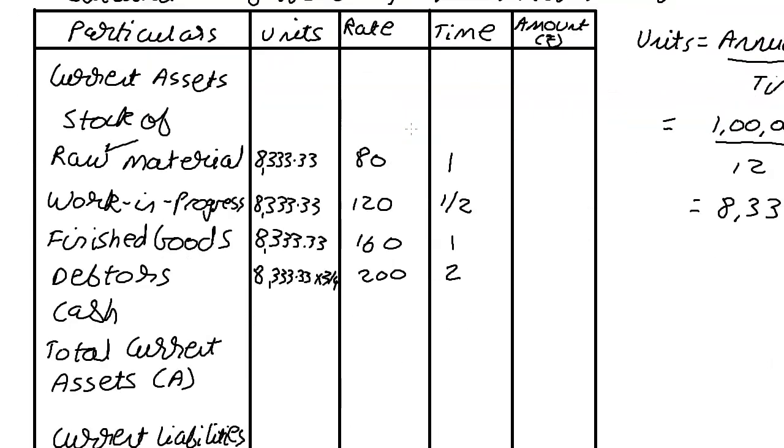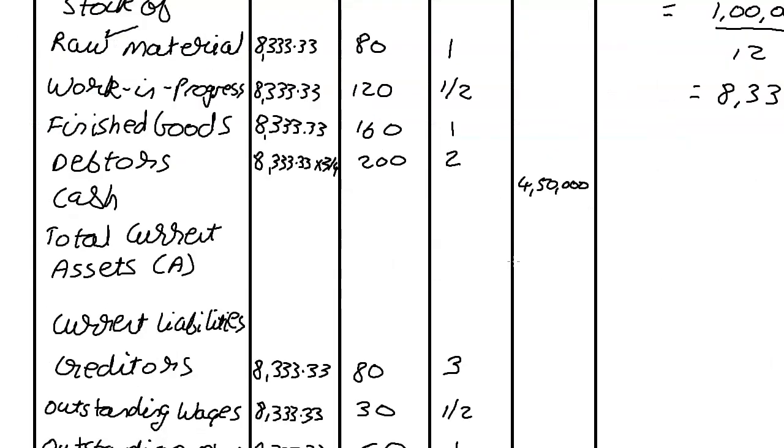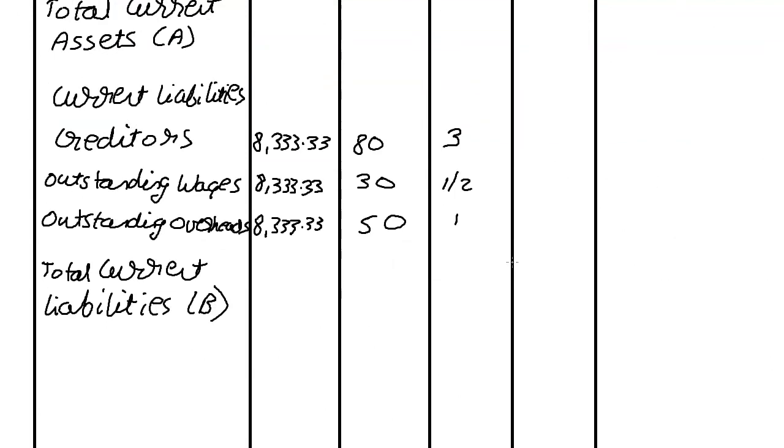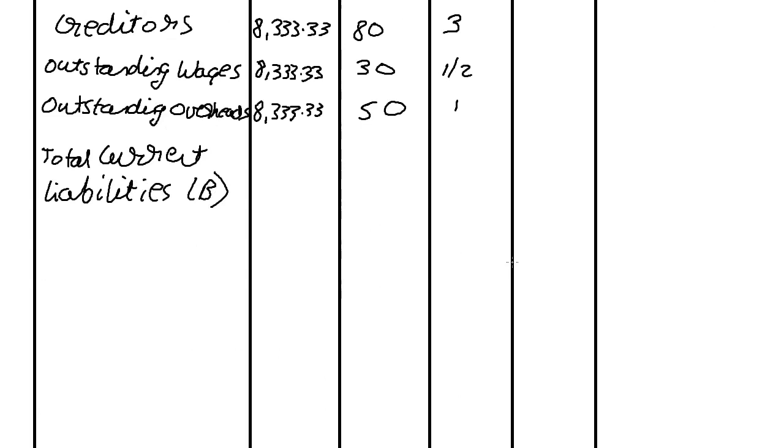Okay, so I'm going to take this, put it directly outside. 4,50,000. Now, anything else I need to factor in? That's it. I'm done doing everything. I now simply need to calculate the total current assets, total current liabilities, which is A and B, in order to get average working capital requirement.